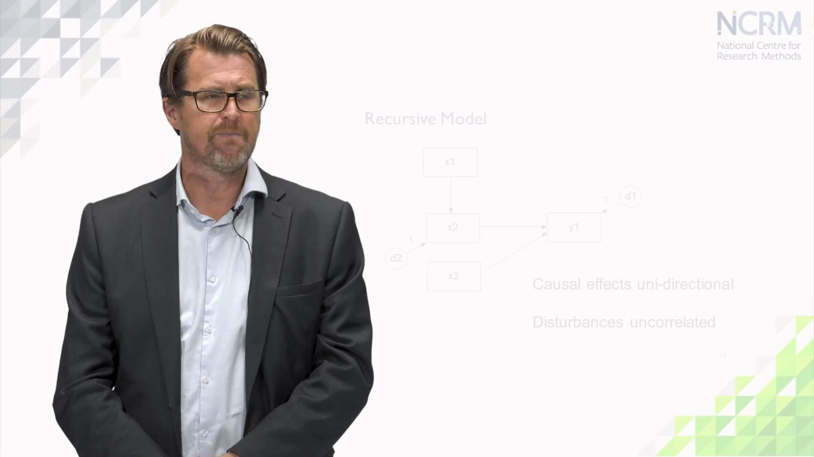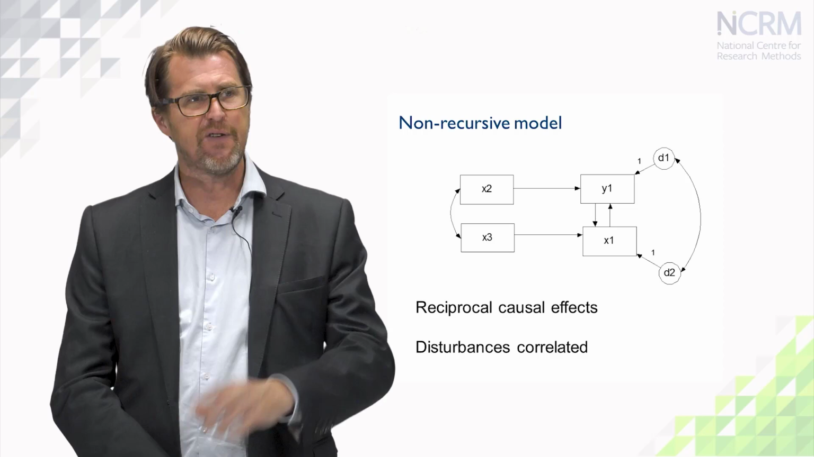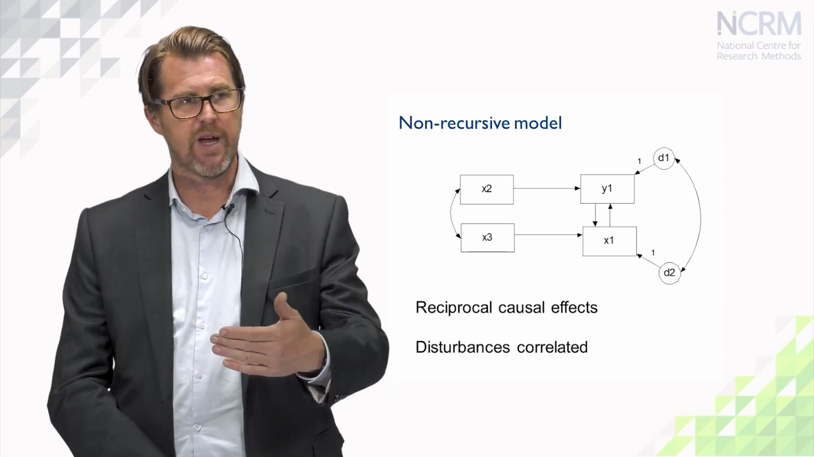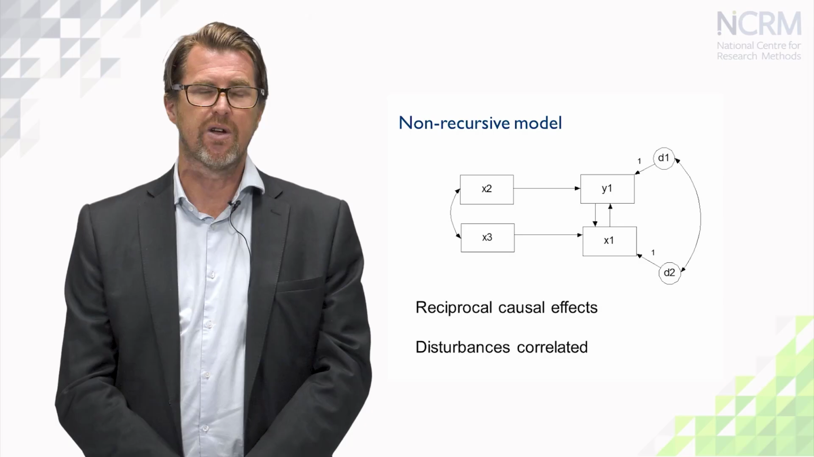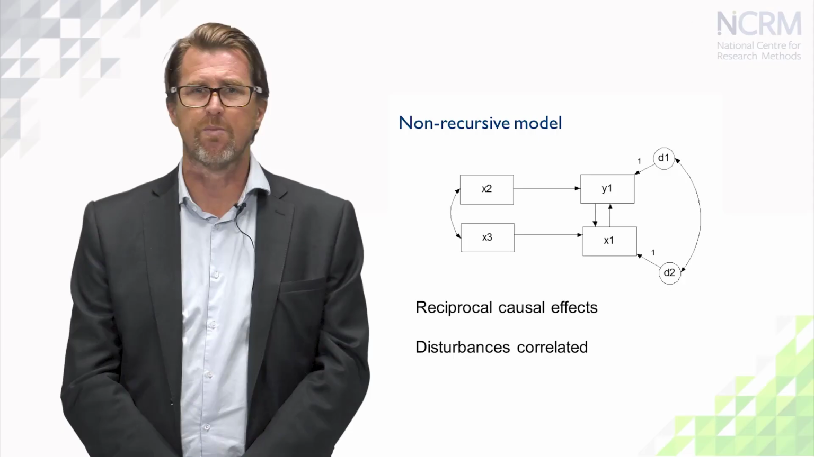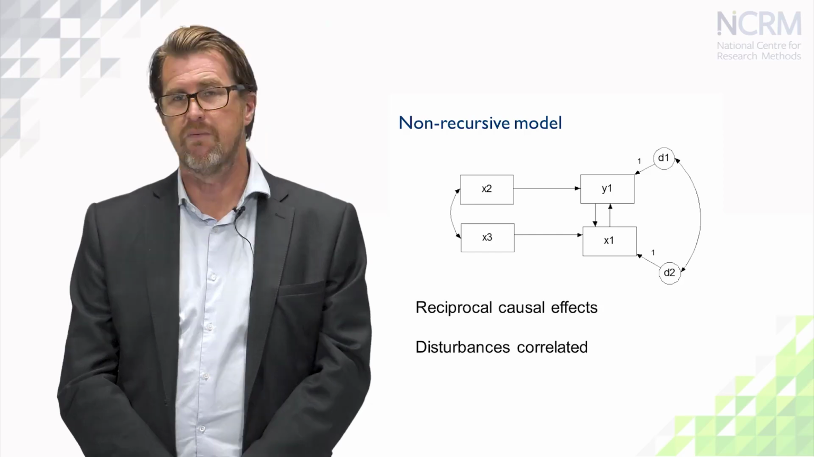A non-recursive model, on the other hand, will have some kind of feedback loop. And here you can see that there is such a feedback loop between y1 and x1. So x1 we have here is causing y1, and y1 is causing x1. So these are reciprocal effects. And this is actually quite a plausible kind of causal mechanism. There are many examples of situations where we would expect two variables to be causing each other.